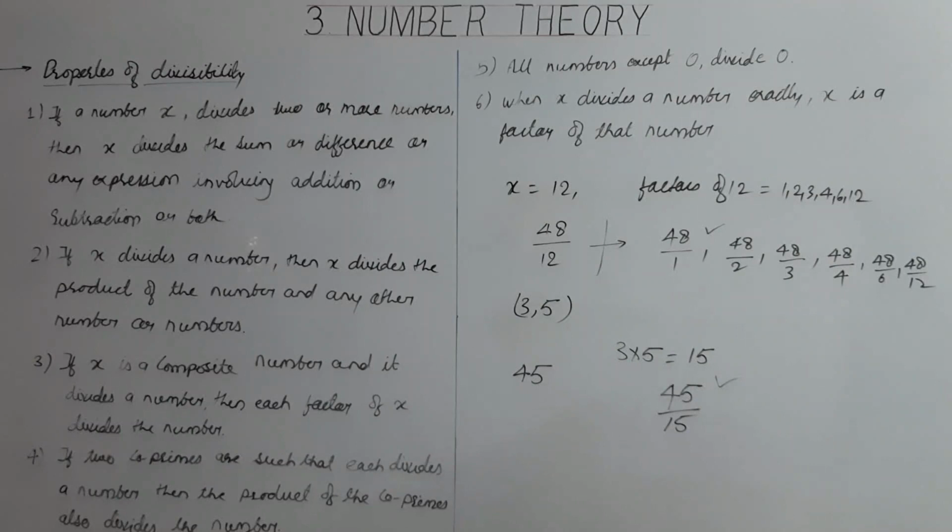Yes. Next property: all numbers except 0 divide 0. True. Last, when x divides a number exactly, x is a factor of that number. This is also true. So these are 5 properties, and the sixth one is a general conclusion for divisibility.